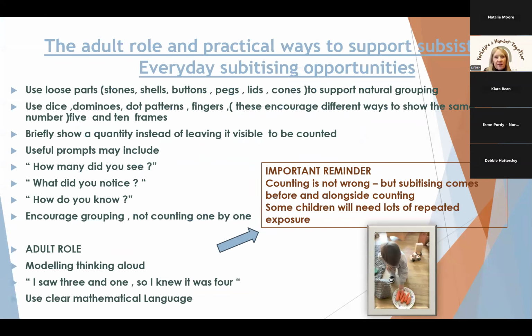Again, I just want to say the pictures that I'm showing are pictures that we have actually had in nursery. All our children are on here in play, in loose parts, in everyday settings, in the spaces, just with incidental objects. So it's all real and hands-on. So, the adult role and practical ways to support subitising in everyday subitising opportunities.